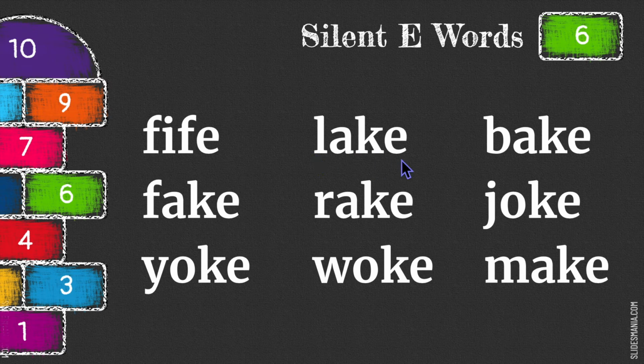Ache, lake. Ache, bake. Ache, fake. Ache, rake. Oak, joke. Oak, yoke. Yoke means to use some equipment to link animals together so they can work together to plow a field. The spelling for an egg yolk is different. Oak, woke. Ache, make.